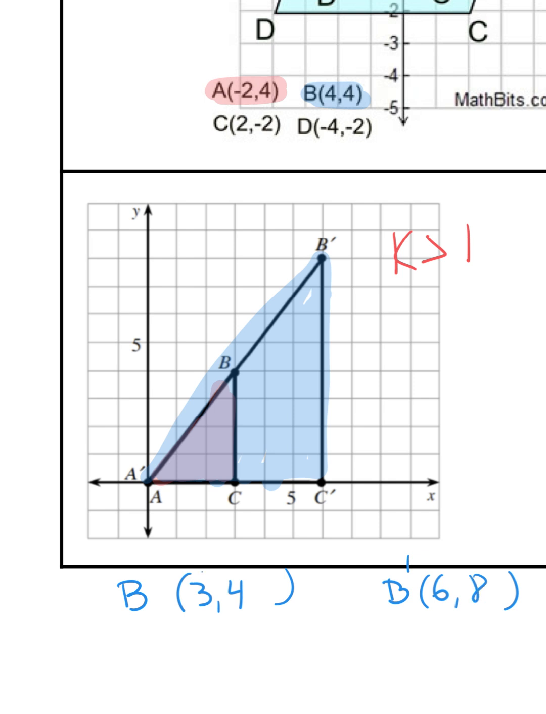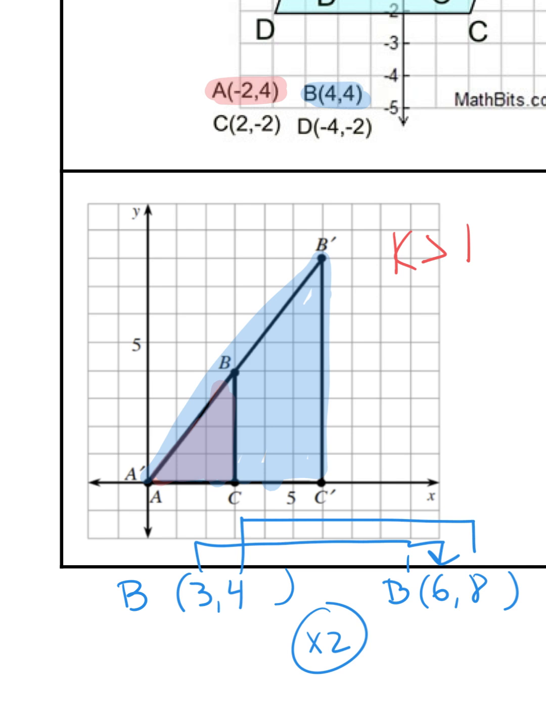Well, how do we get from 3 to 6? That's times 2. Let's check. From 4 to 8, is that also times 2? You bet. K is 2. That bigger triangle is twice as big.